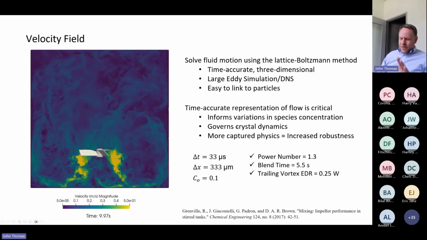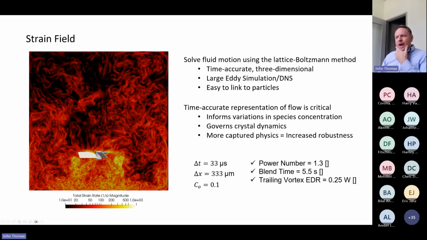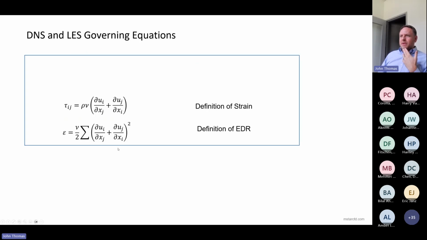So velocity field, that checks out. We can look at that time and time again. The strain EDR is where we need to be a bit more judicious as we're going to go into these more sophisticated crystal growth and collision models. So we can do some macroscopic checks and make sure, okay, well, my power number, my blend time, my trailing vortex EDR, those are in line, and the blend time is actually for a fast moving impeller. So that, check me on that. But foundationally, we can look at the strain field and say, okay, this seems reasonable.